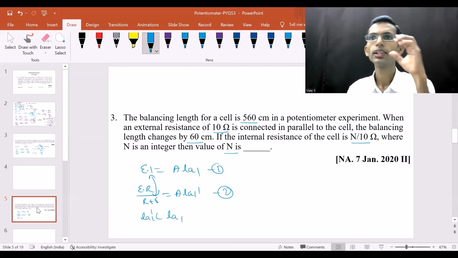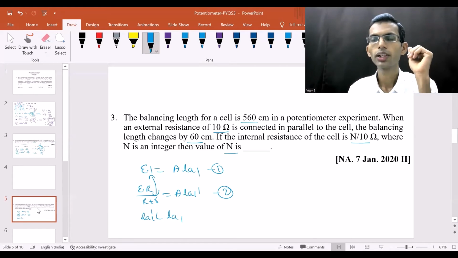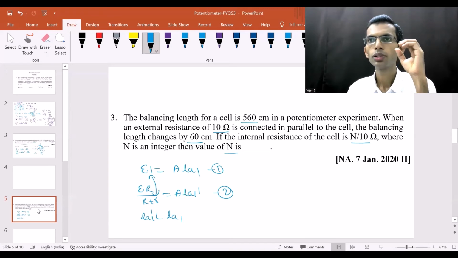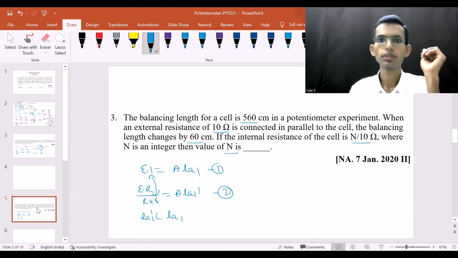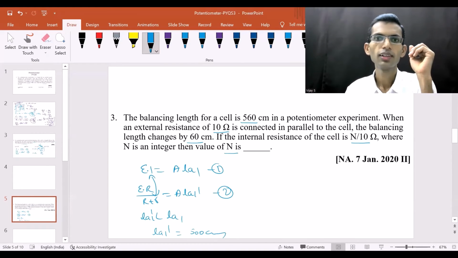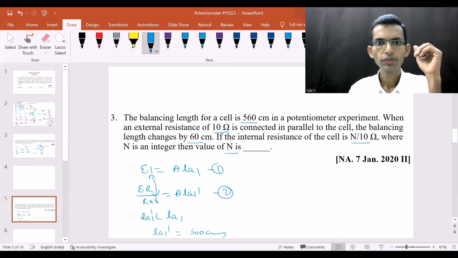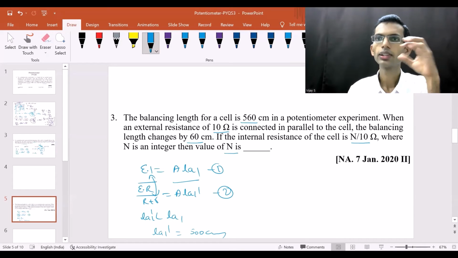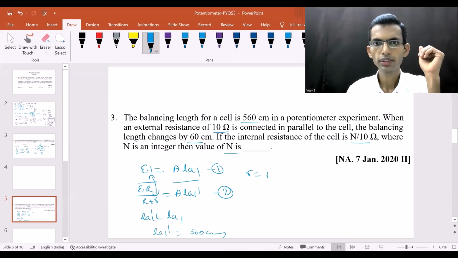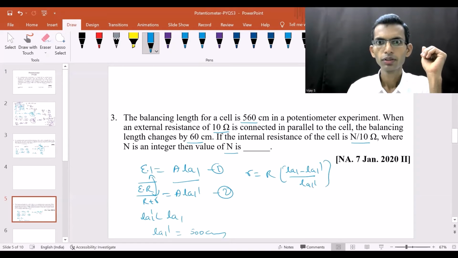He gave the change as 60 centimeters. That means LA1 dash is going to be 60 centimeters less than LA1. So LA1 dash is equal to 500 centimeters. When we take the ratio of these two equations and simplify, we get the expression r is equal to R into LA1 minus LA1 dash by LA1 dash. He gave R value as 10, LA1 as 560, LA1 dash as 500.